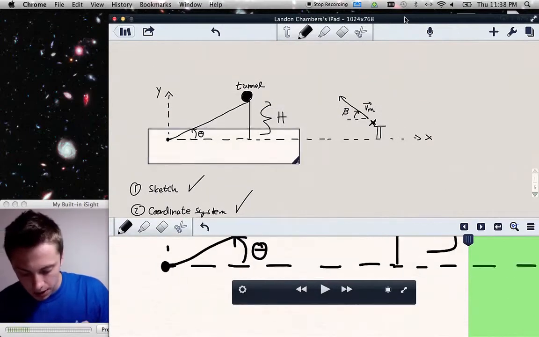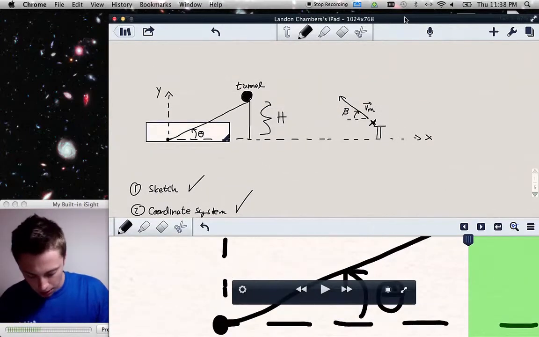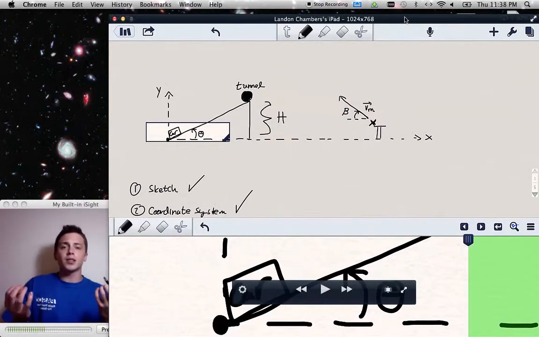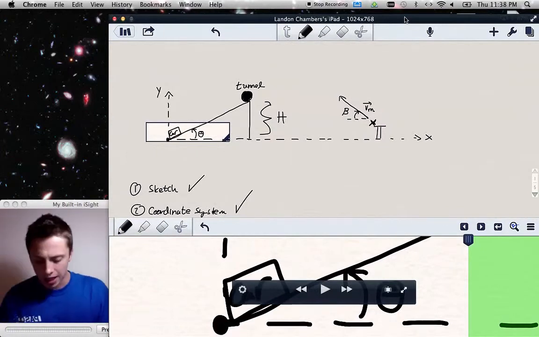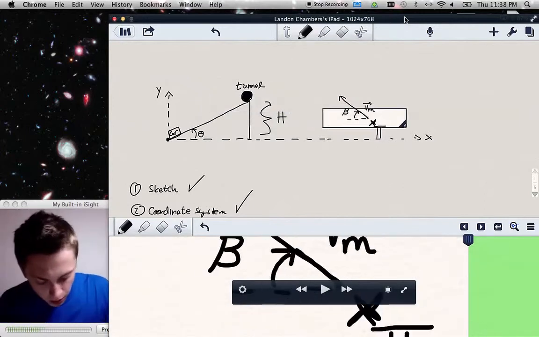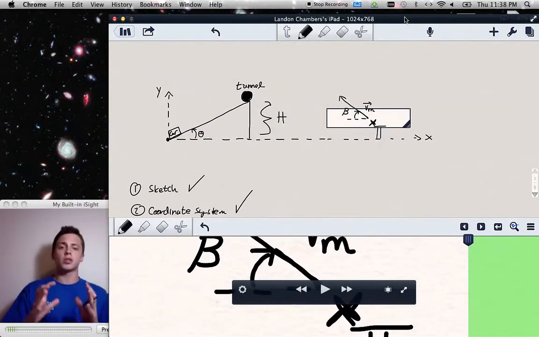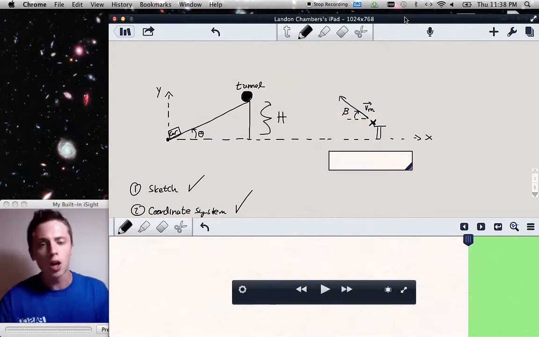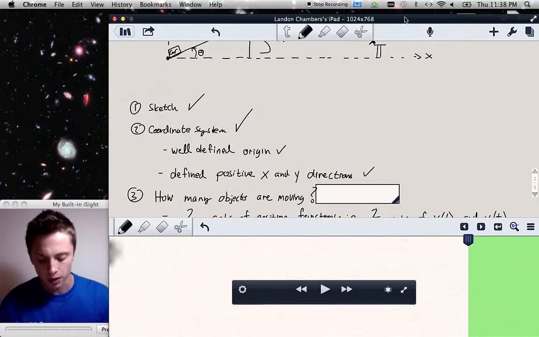Because the position of the car, which is going to start at the bottom here, as a function of time, is going to take on its own set of x and y coordinates as it moves up this hill, independent of the x and y coordinates of the drone that is fired off to the right. Therefore, we need two sets of x and y coordinates for the two objects that are moving in this problem.